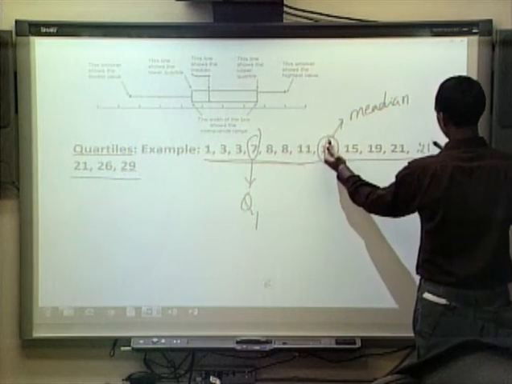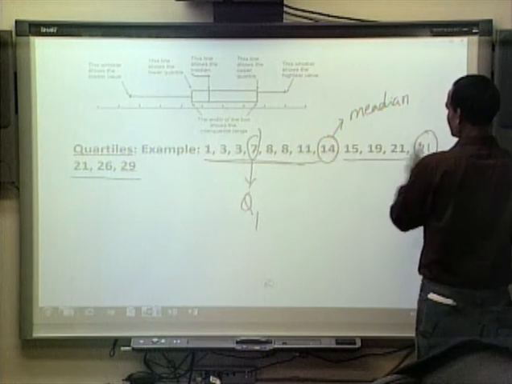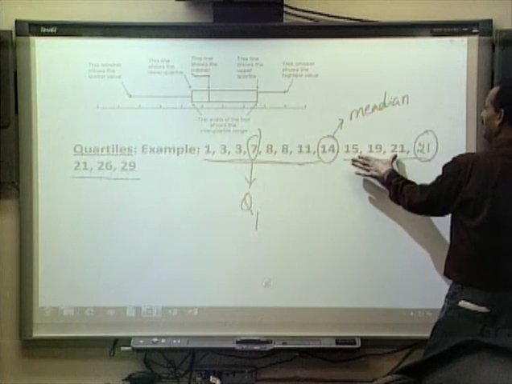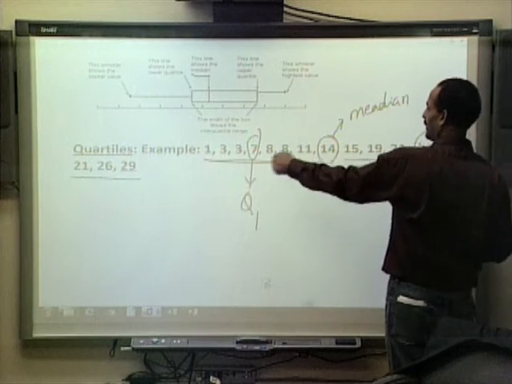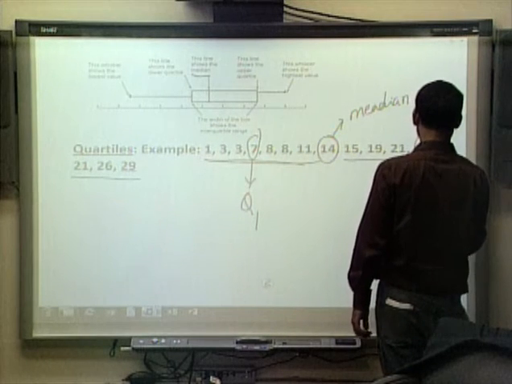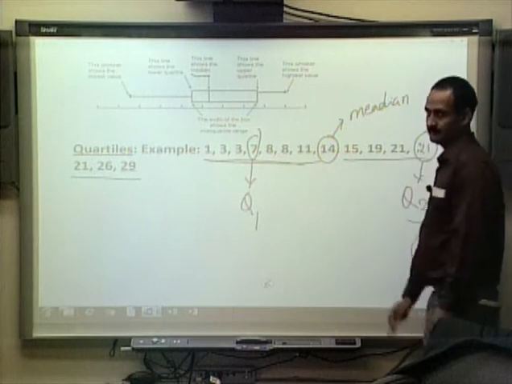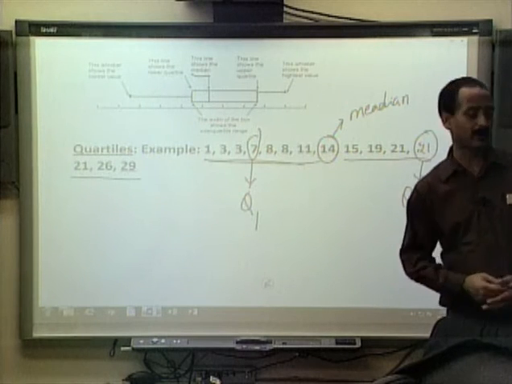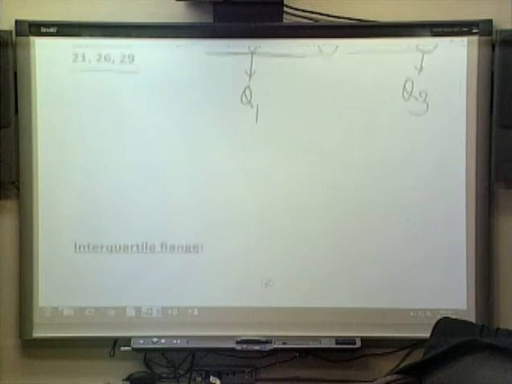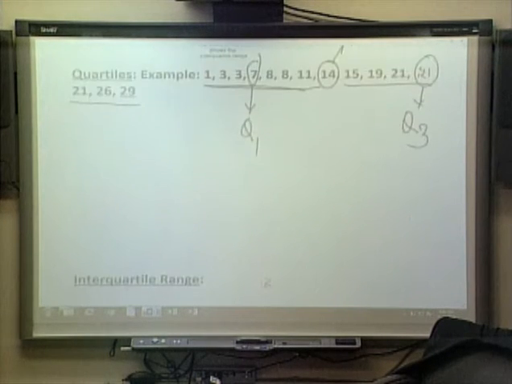If we do the same thing, this is our upper half. There are 7 observations. Let us put 3 of them below this number and 3 of them above this number. So, this is our third quartile, Q3, or upper quartile. Lower quartile and upper quartile.